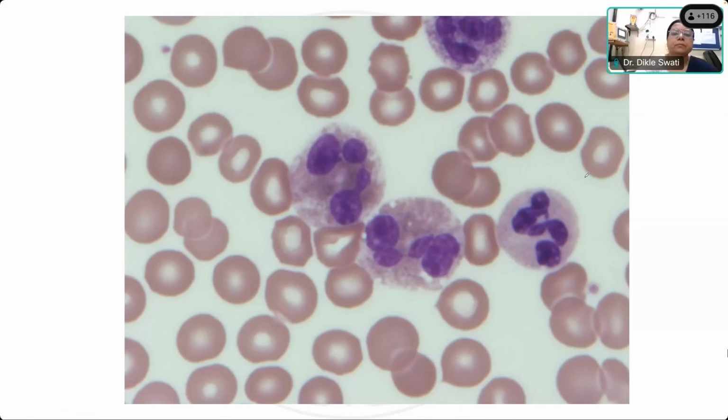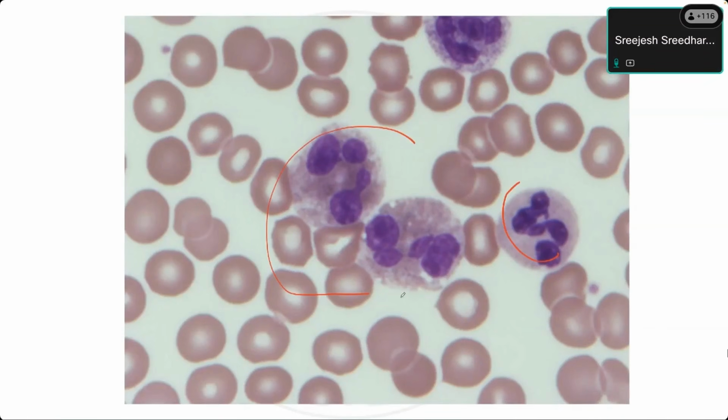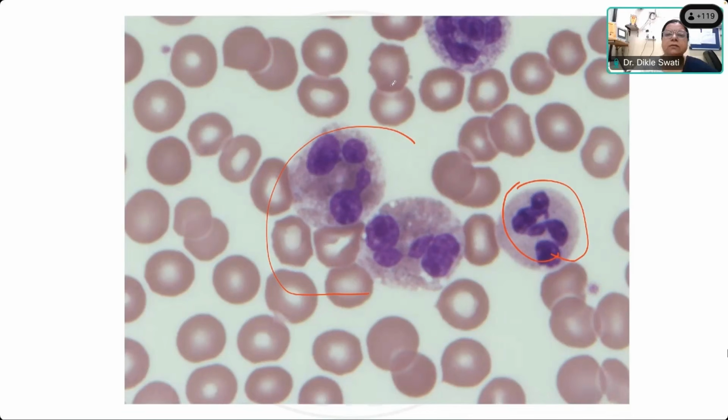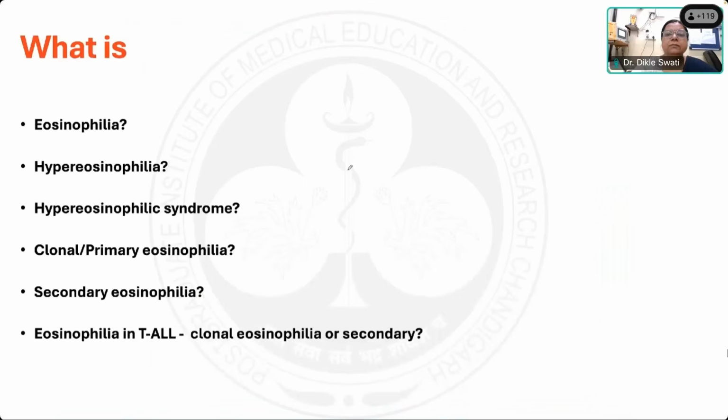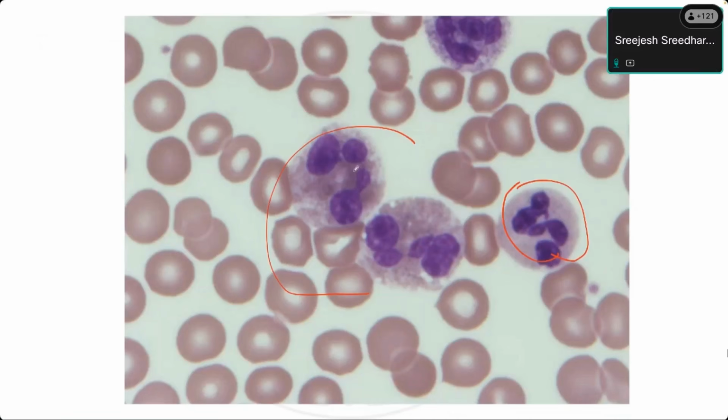Okay. So what are these cells? What is this cell, and what are these cells? These are neutrophils. This is a neutrophil. What about this one? These ones? These ones are RBCs. No. These cells. Oh, sorry. These 2 cells. Megakaryocytes.